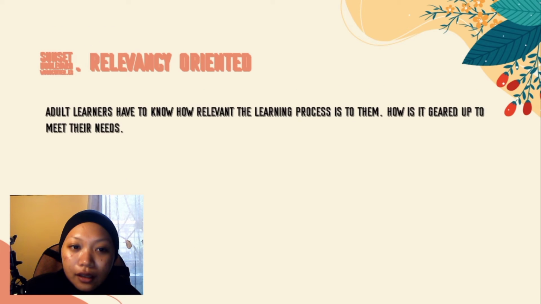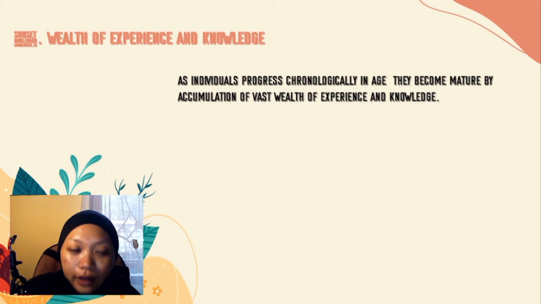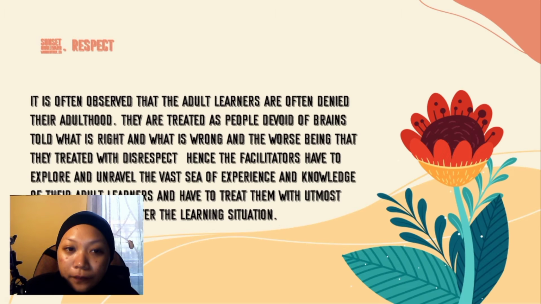Next is the relevancy-oriented. Relevancy-oriented means adult learners have to know how relevant the learning process is to them. How is it geared up to meet their needs? And next is wealth of experience and knowledge. As individuals progress chronologically in age, they become mature by accumulation of a vast wealth of experience and knowledge.